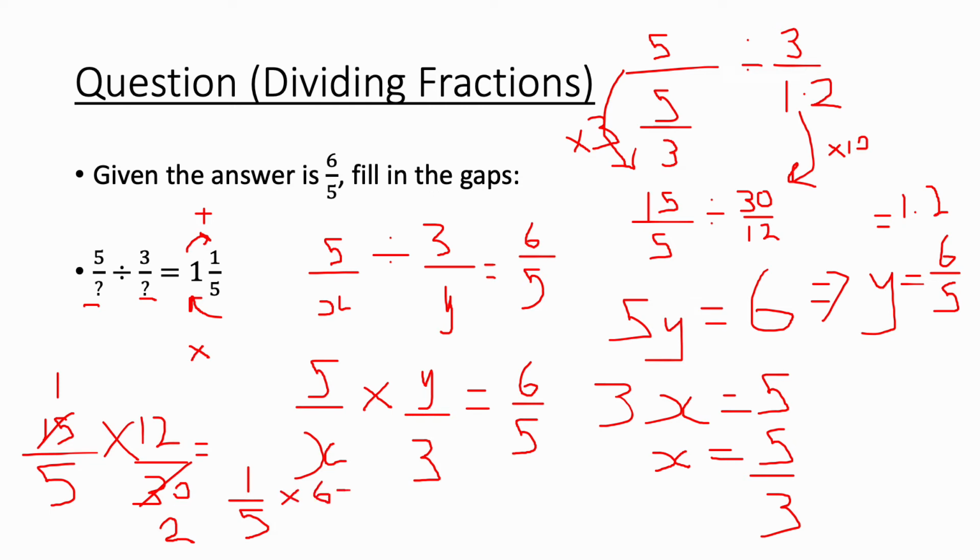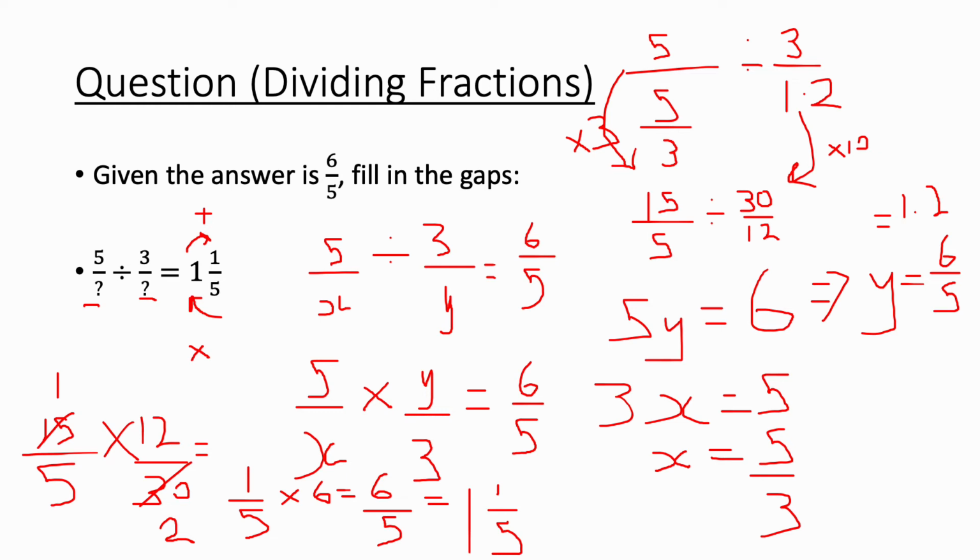1/5 times 6. So timesing a whole number by a fraction, I just multiply the whole number by the numerator and keep the denominator the same. So I get the answer of 6/5, which is equal to 1 1/5. So that's how we solve a fraction question if you're given the answer and you're asked to work backwards.